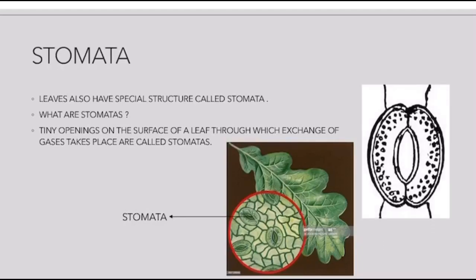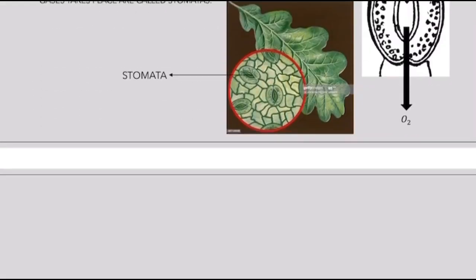Now you will see how this exchange of gases takes place. You can see a small figure here, and you can see two arrows. One is at the upper side, showing that carbon dioxide which is present in the air is absorbed by the stomata, and it is releasing outside which gas? Oxygen. So this oxygen we are getting from the plants only.